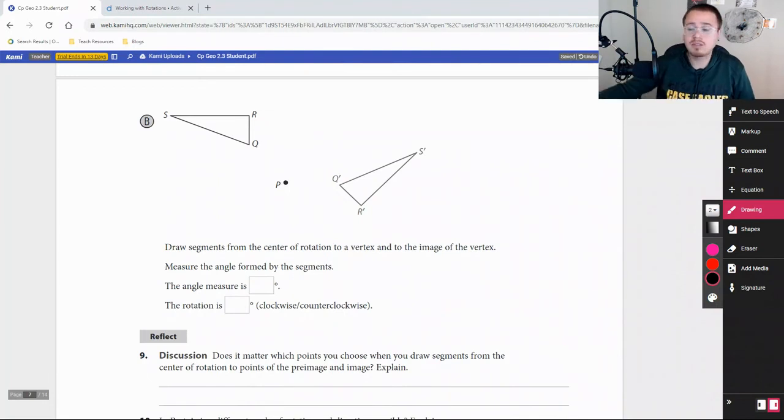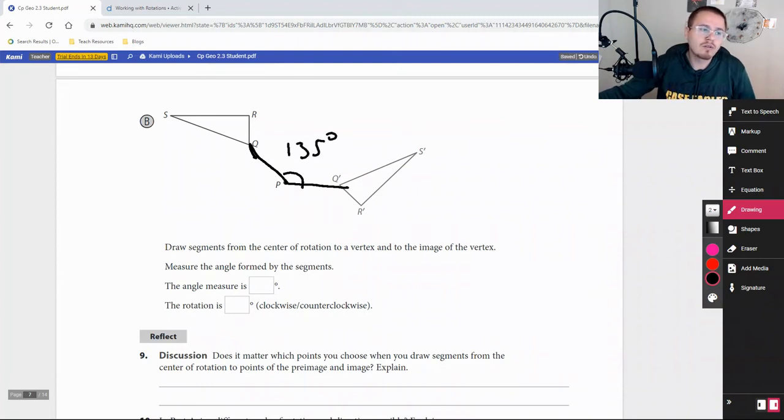So in this situation, I'll show how to set it up. You draw a line from a vertex to the pre-image to the image, and I'd go from Q to P. You could do R or S, but that's more challenging. And then you go to Q prime. That's an obtuse angle. And if you measured it, you get 135 degrees.